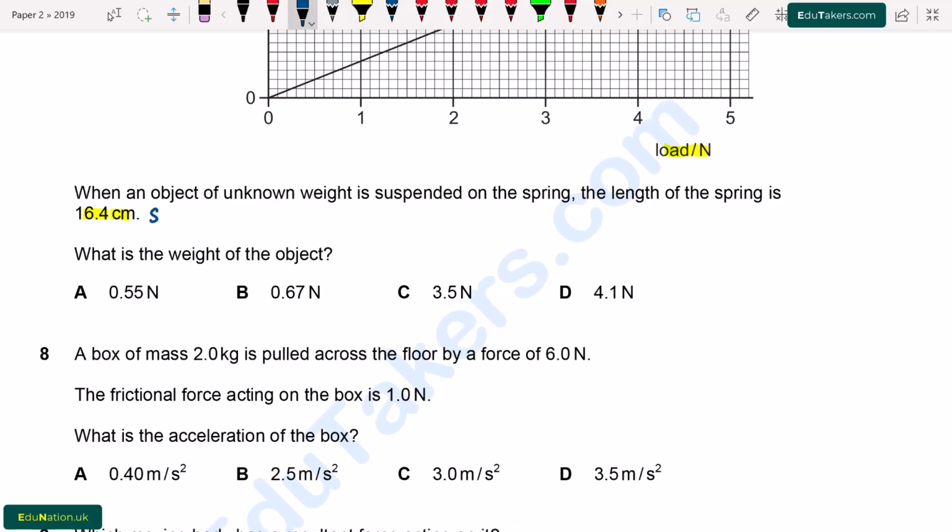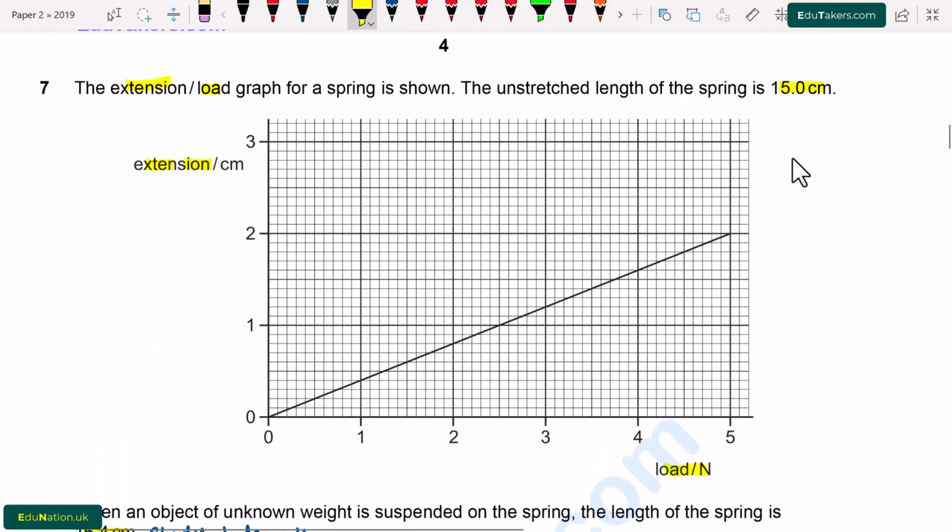I write here stretched length. What is the weight of the object? So here we have to find out the weight of the object. First of all, I find out the slope of this graph. I take any 2 points on this curve and then find out slope. I suppose that the points are this one and this.